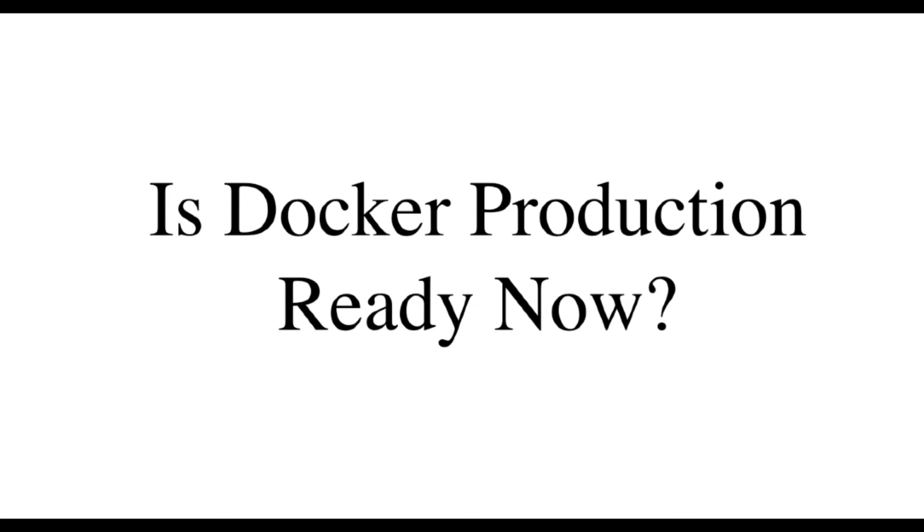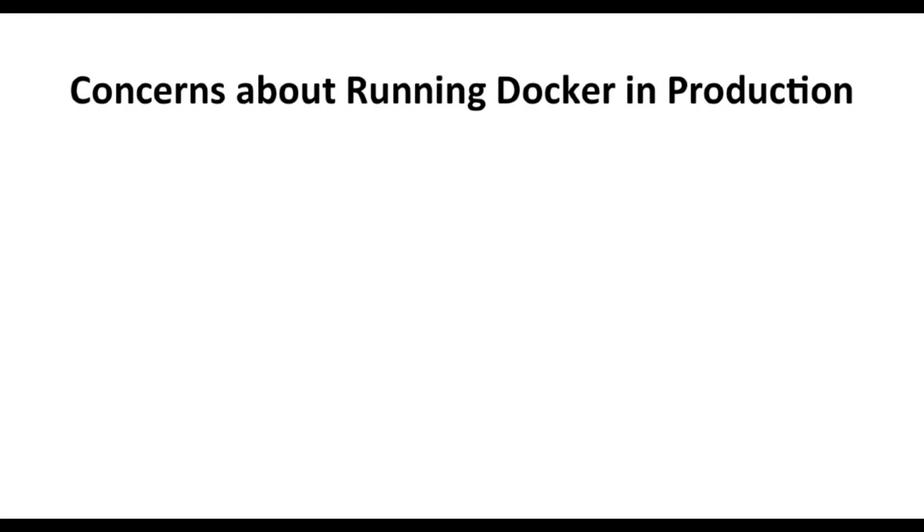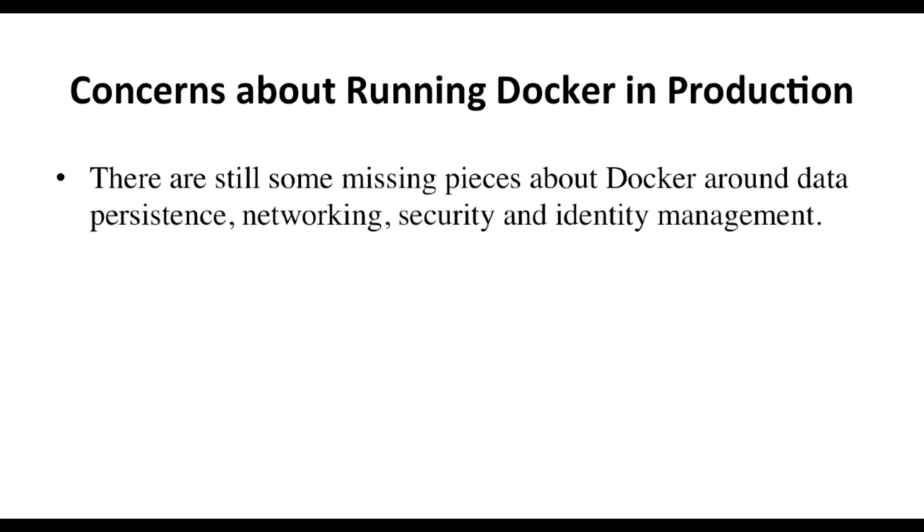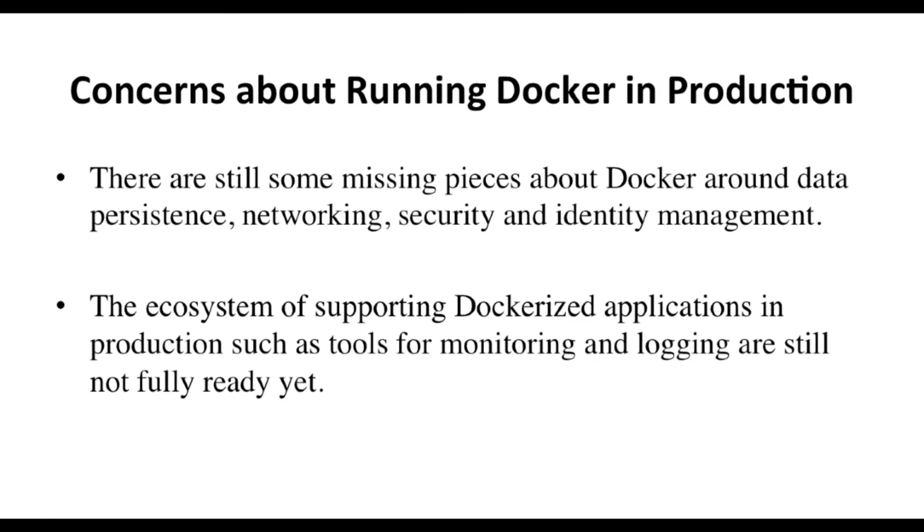Docker is on the bleeding edge of technology today. It is also one of the most compelling technologies of the last decade in terms of its disruption to software development, operations, system architecture, testing, and compliance practices. But Docker itself is still very young, and there are some concerns about running Docker in production. First of all, there are still missing pieces about Docker around data persistence, networking and security, and identity management. Also, the ecosystem of supporting Dockerized applications in production, such as tools for monitoring and logging, are still not fully ready yet.